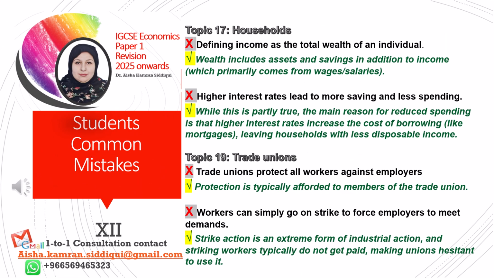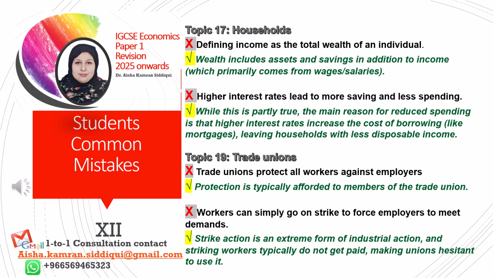Topic number 17, households. Here, students tend to define income as total wealth for an individual, whereas wealth includes assets and savings in addition to income, which primarily comes from wages and salaries. Second, higher interest rates lead to more saving and less spending, whereas the correct understanding is that while this is partly true, the main reason for reducing spending is that higher interest rates increase the cost of borrowing, like mortgages, leaving households with less disposable income.